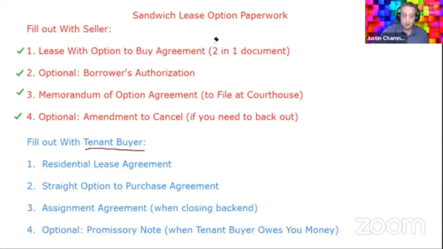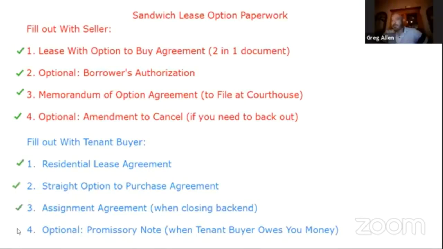Does that make sense, guys? Yeah, I've been wondering about that. I suppose everybody's in the room, right? The seller and the buyer, tenant buyer? No, rarely will they be. They will not be in the same room whatsoever. They will just be showing up to the title company probably at separate times.